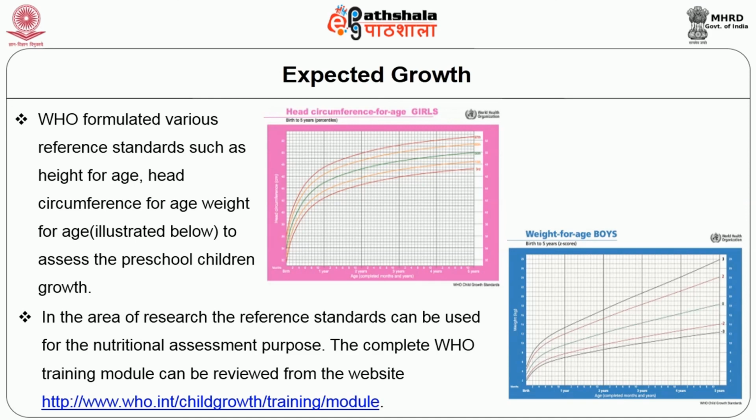Illustration 1 shows the head circumference for age from 0 to 5 years for girls by WHO, and illustration 2 shows the weight for age for 0 to 5 years for boys by the World Health Organization. In this module, we have seen who preschoolers are, what normal growth is, what growth and development are, and the developmental milestones of preschool children. We have discussed the factors affecting normal growth and development, and how we can improve normal growth and development in preschool children. And we have just explained the role of nutrition in the growth and development of preschool children.